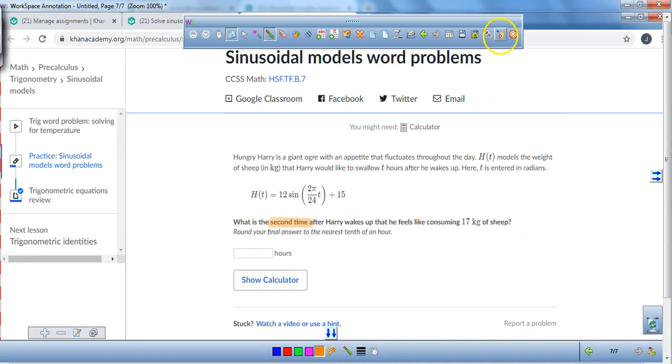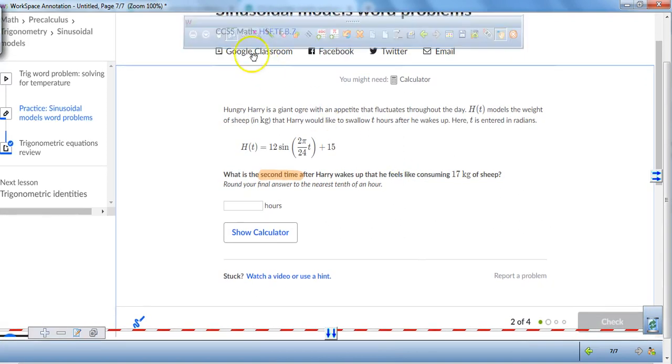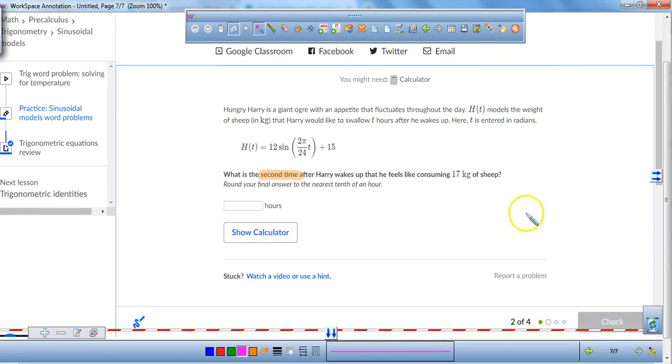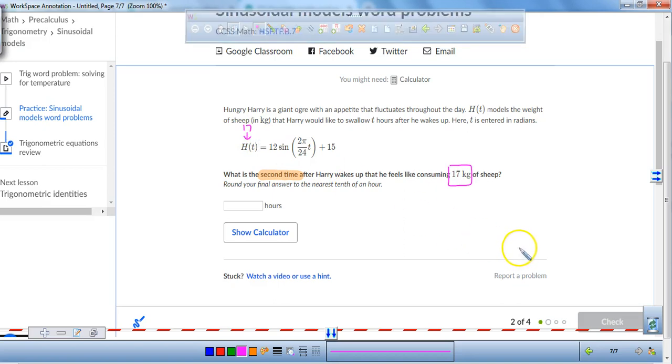All right, so what we're going to do is plug in 17 kilograms right there for H. Then we're going to figure out the length of the period, and figure out how long it will take for him, not just the first time, but the second time throughout the day. Then we're going to type it into Desmos, and we'll be able to see if we did everything correctly. All right, here we go.